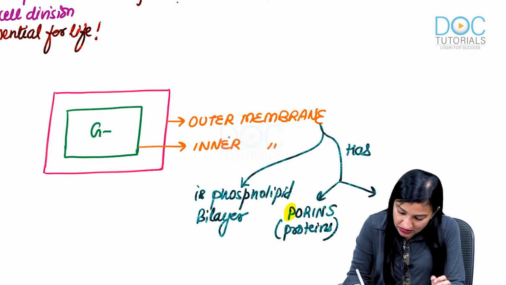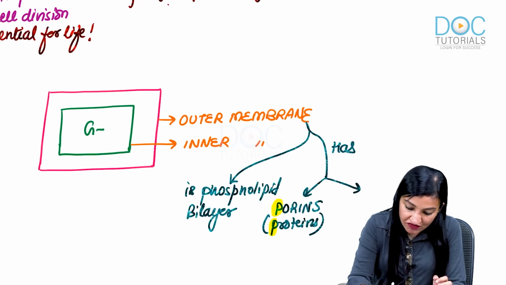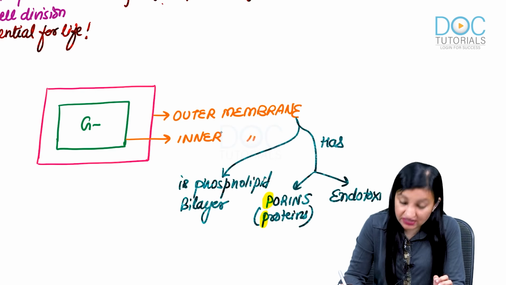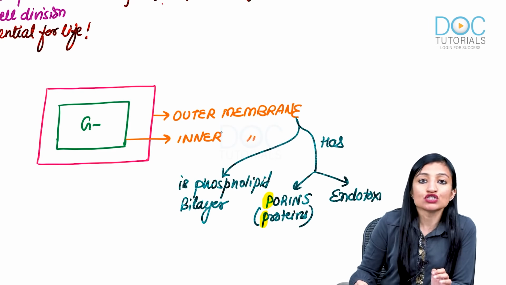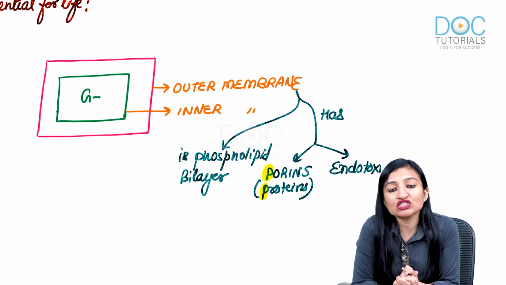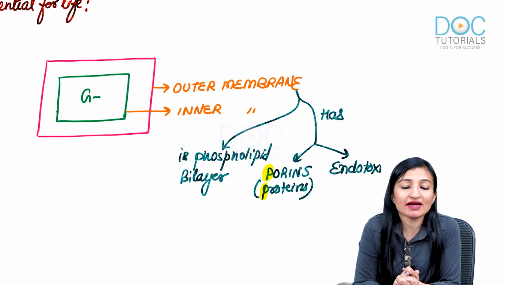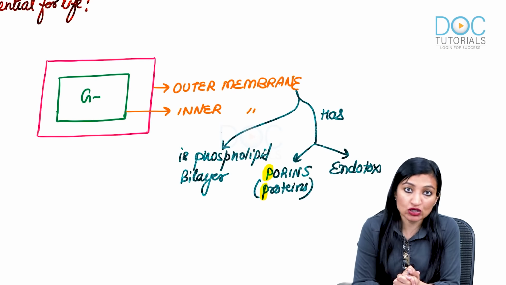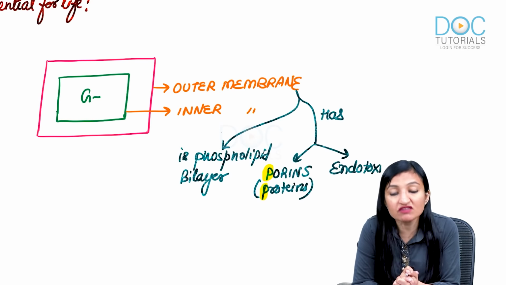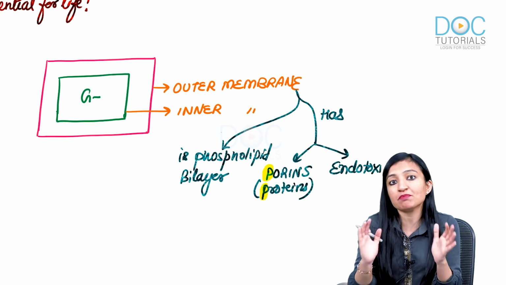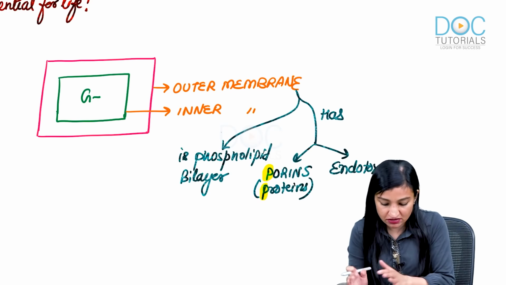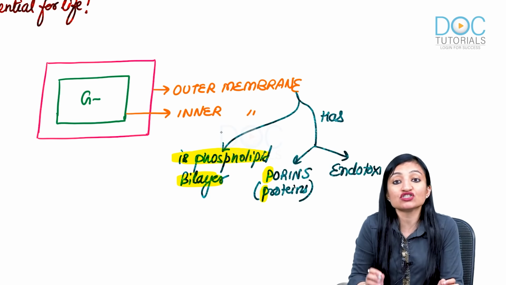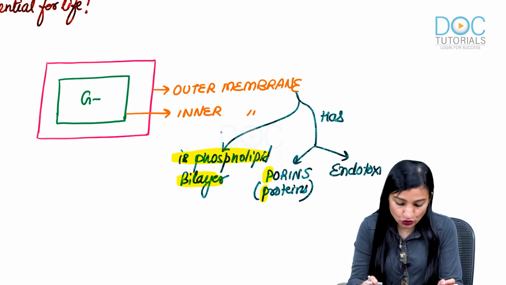Remember, P for porins, P for proteins, and a very important structure called endotoxin, which we will discuss in detail in a few minutes. Okay, so remember, this again is a common question. Porins are present in which kind of bacteria, gram positive or gram negative? Answer is gram negative, because where are porins located? In the outer membrane. Is the outer membrane present in gram positive? No. The outer membrane is part and parcel of the property of gram negative organisms. So it's a phospholipid bilayer, and it has these additional structures called porins and endotoxin.